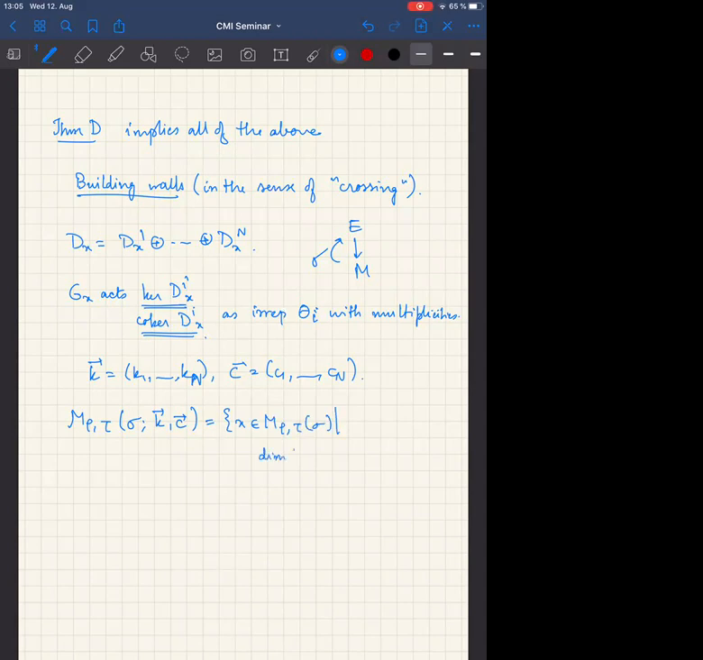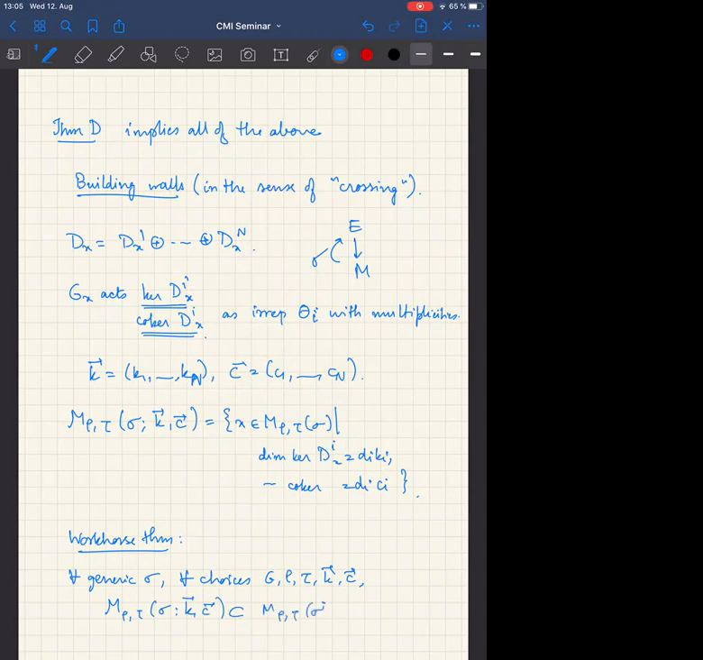Such that the dimension of the kernel of Dix is this, and the dimension of the co-kernel of the same thing is this. That is, once we fix the dimension of the kernels and co-kernels, then we have a theorem that for all generic sigma, for all choices G rho tau K C, this is a smooth submanifold, and it has co-dimension summation Ti Ki Ci, Ti being dependent on what kind of irreducible representation theta is.